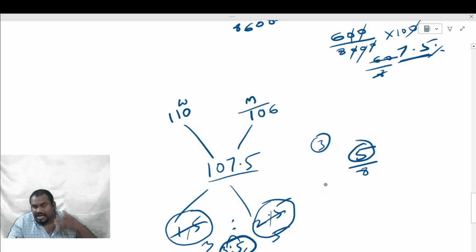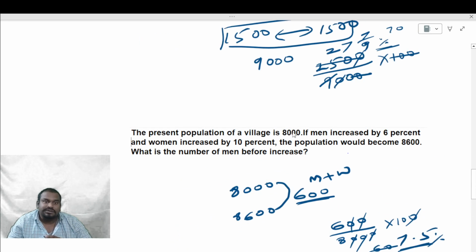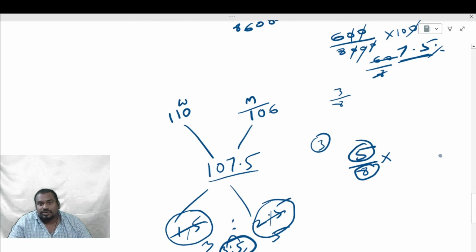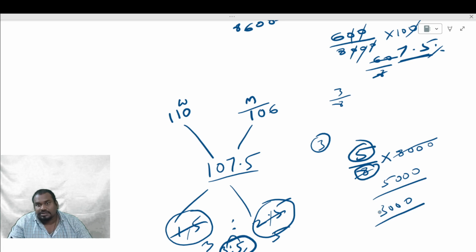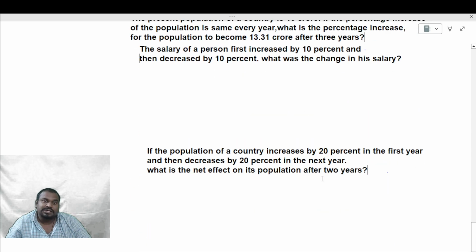So if we ask for women, you will do 3 by 8. If you ask for men, you will do 5 by 8. The total parts, 8, is nothing but 8,000 here, because the initial population total is 8,000. So it means 5,000 men were there before the increment, and 3,000 women. Depending on the question they ask, you can solve. If we ask for women, you do 3 by 8 into 8,000, which is 3,000. For men, it is like this.